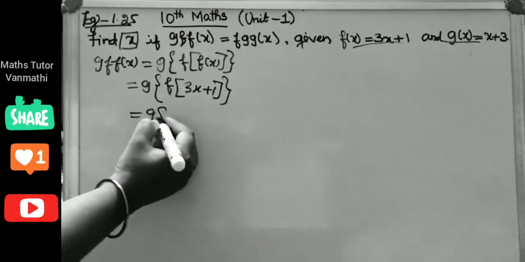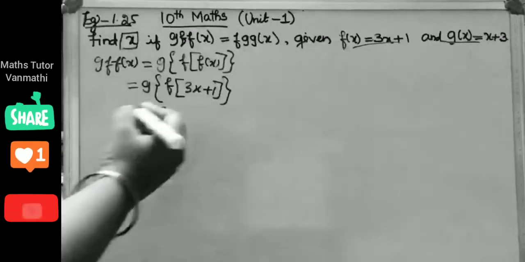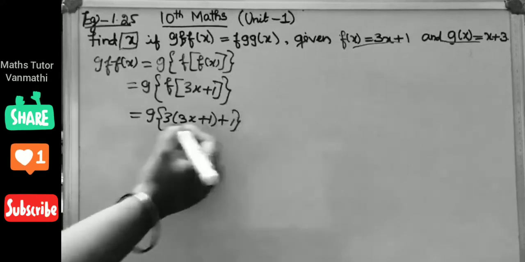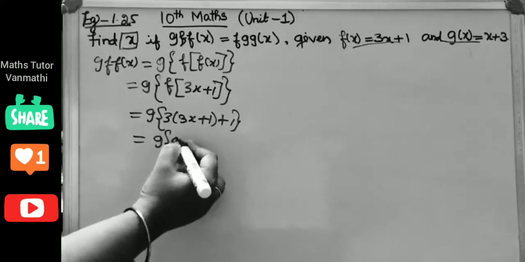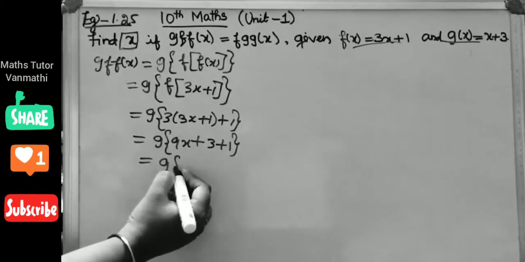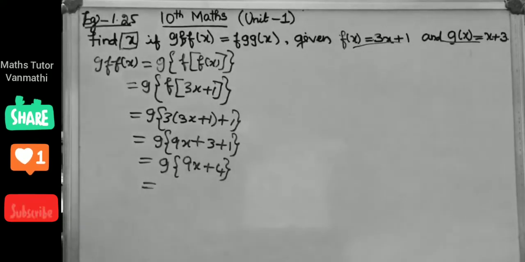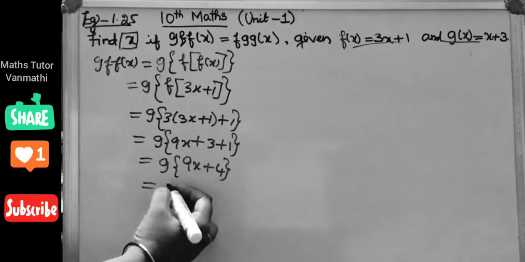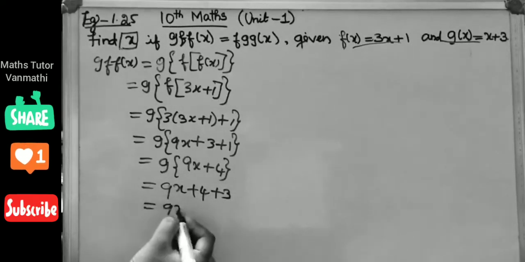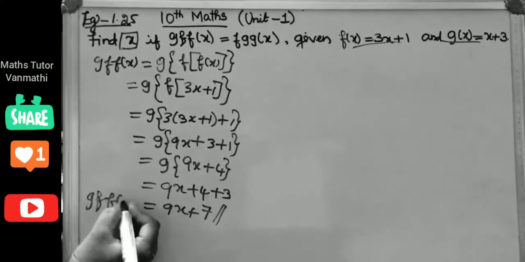Next, in f of x, in the place of x substitute this 3x plus 1, you get 3 into 3x plus 1 plus 1. 3 3s are 9, 3 1s are 3, plus 1, you get 9x plus 4. Next, this is your g of x equals x plus 3. In the place of x substitute this 9x plus 4. So 9x plus 4 plus 3, you get 9x plus 7. This is your gf(x).